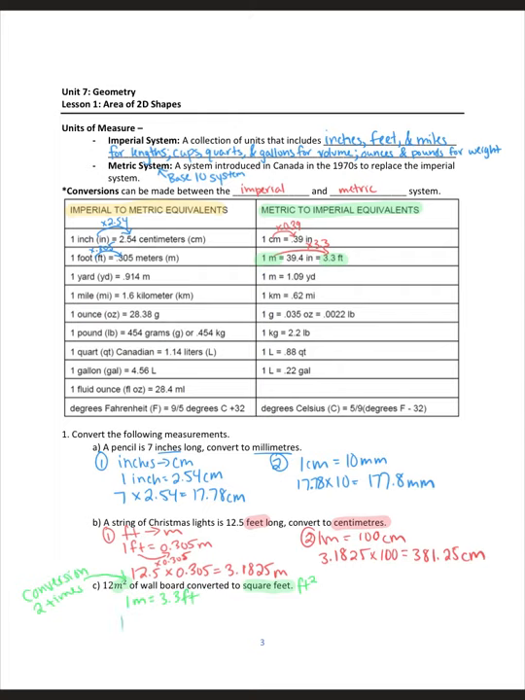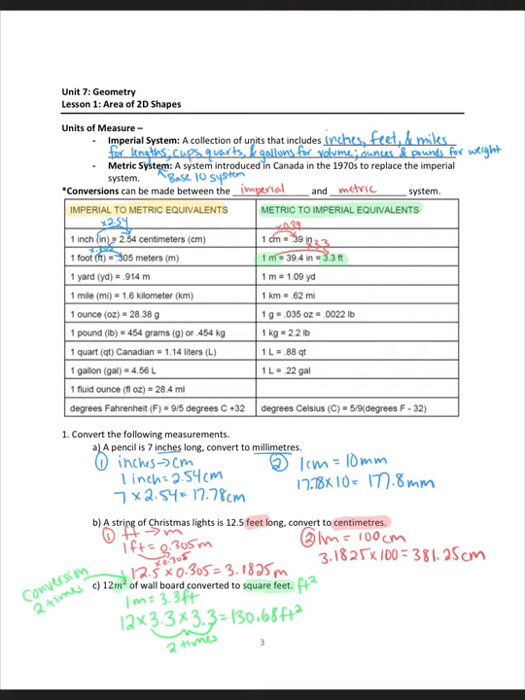So if I have 12 meters, I'm going to multiply by 3.3, but I'm going to do it 2 times. That's what that squared unit means there. So if I multiply that 2 times, I'm going to get 130.68. And again, that'll be feet squared because I did that conversion 2 times.